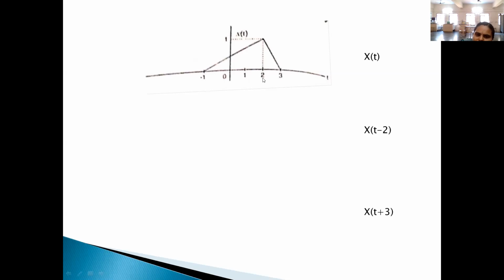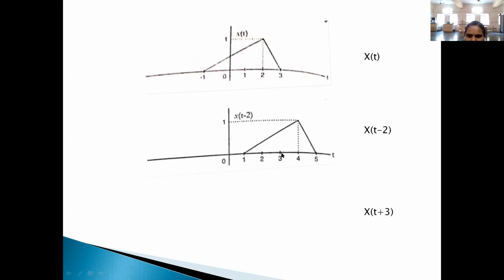In the same way, 2 plus 2 means 4, 1 plus 2 means 3, minus 1 plus 2 means plus 1. Okay, observe here. This is how it is going to change. Instead of position 3, it is going to change to position 5, shifting the whole signal by 2 positions towards the right side. This is how it goes.